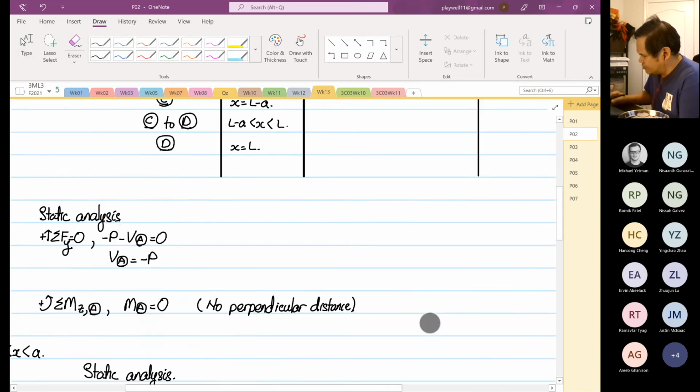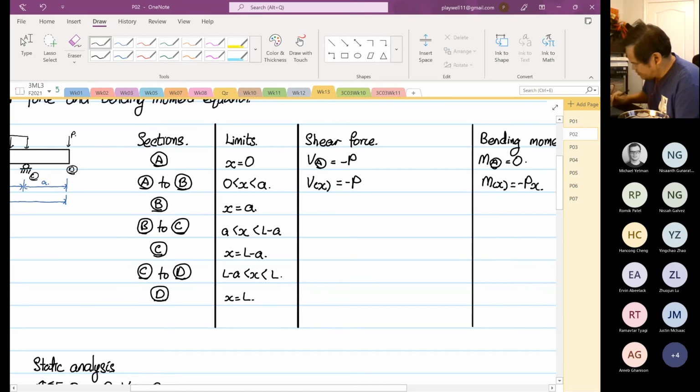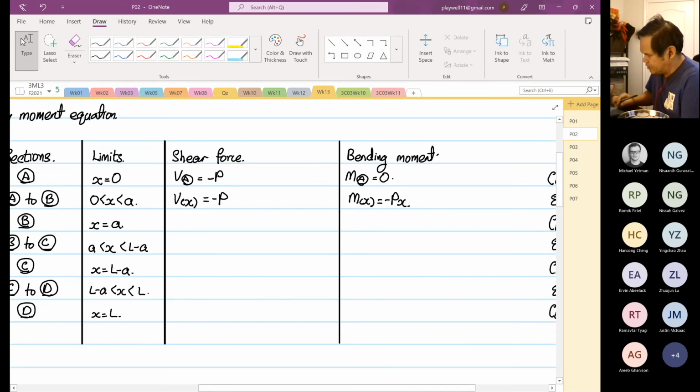Okay. So back into our table. I do apologize. Maybe this is best where we write V at point A is equal to minus P. M at point A will be equal to 0. Okay. So now you have Vx. So the limits is 0 to A. So this is still minus P. M as a function of X now is equal to minus Px. Okay. So we just put things onto your table.